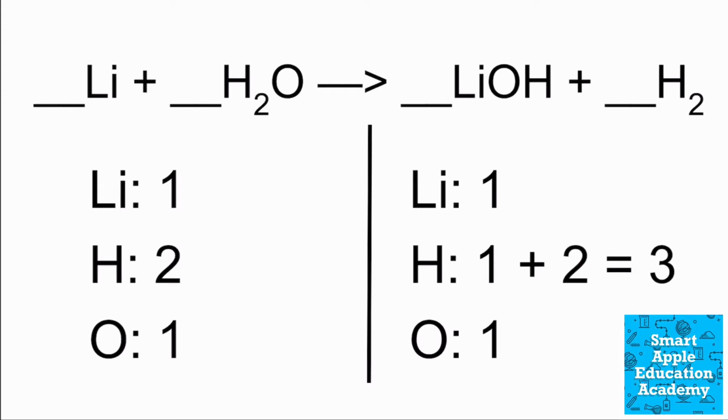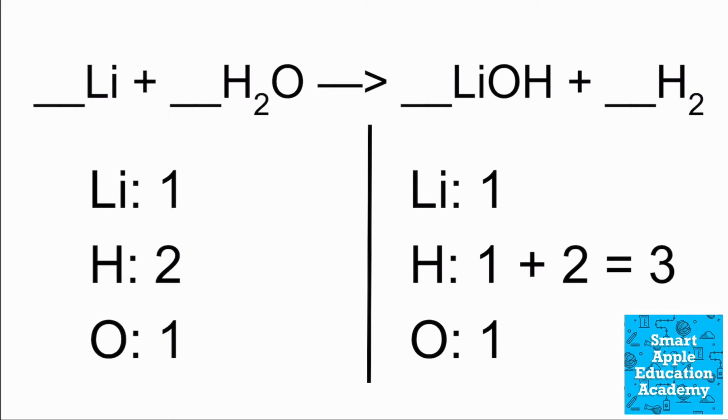Now let's look at the right side of the screen. On the right side of the screen, the subscript for lithium is 1, even though you cannot see it. For hydrogen, there are 3 hydrogens because there is 1 hydrogen in LiOH and there are 2 hydrogens in H2. 1 plus 2 equals 3. So for oxygen, it's the same thing as lithium. You cannot see a subscript attached to oxygen, so we can assume that there is 1 oxygen.